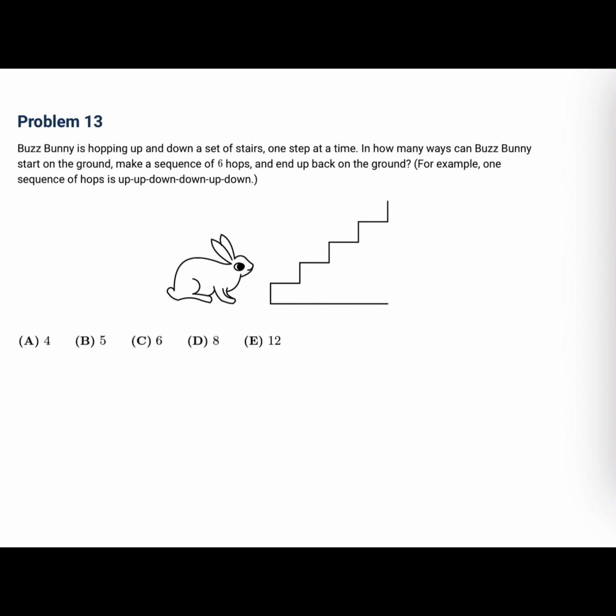So the problem gives us a bunch of important information. The first thing is that Buzz can only take one step at a time. The second thing is that he makes exactly 6 hops. So let's say that each time Buzz hops up, we're going to use a lowercase u, and whenever he makes a hop down, we'll use a lowercase d.